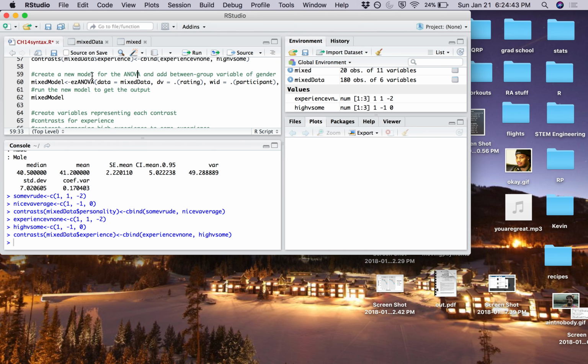So next we're going to create a new model for the ANOVA, and as we talked about before, you have to add the between group variable of gender. So we can use Easy ANOVA the same way that we've done in the past with repeated measures, but now we're adding the between group variable of gender using that between option.